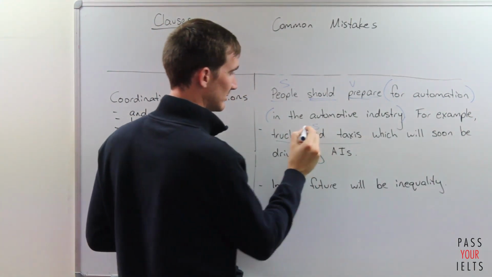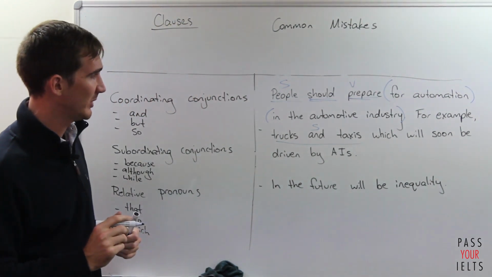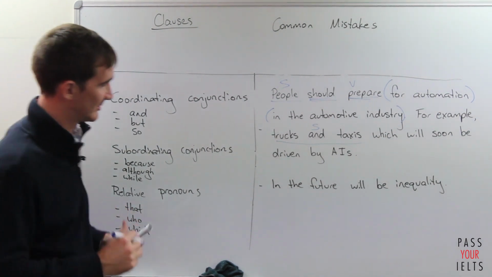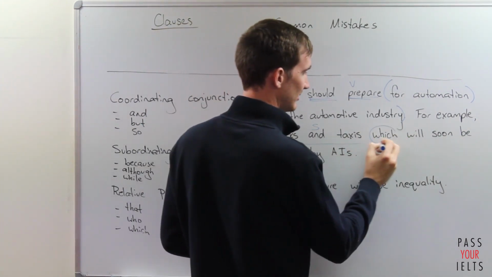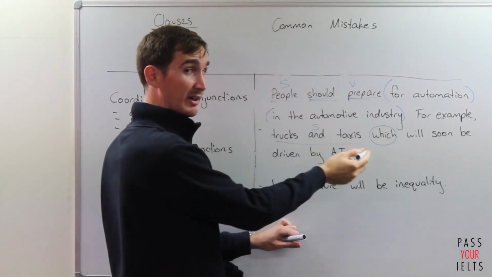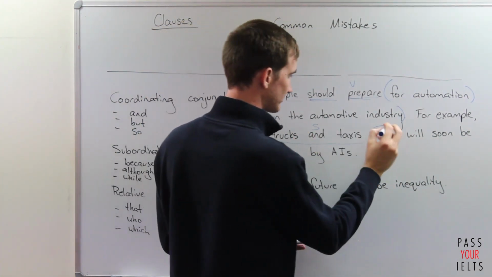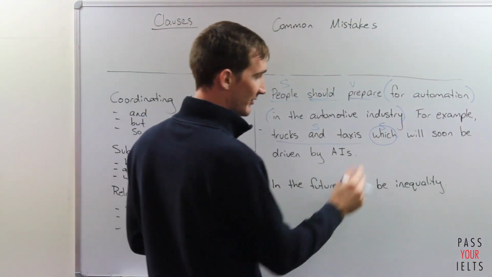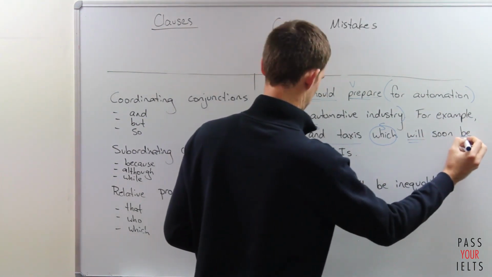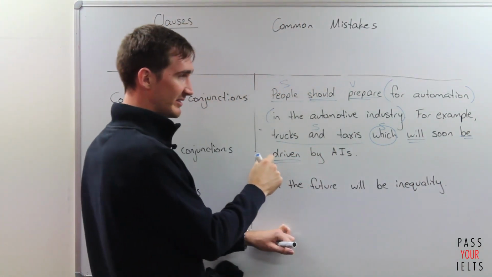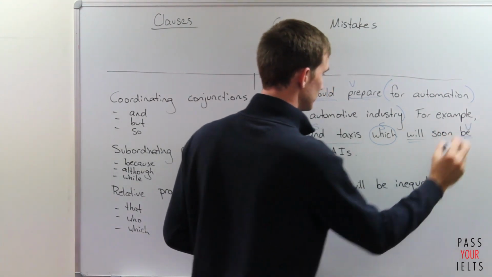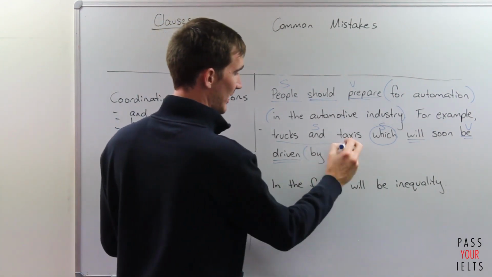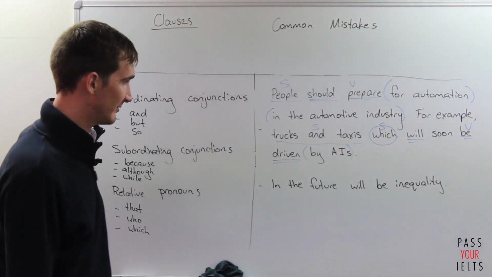Trucks and taxis. Which. Now, which is a relative pronoun, is it not? Yes, it is. Now, which is referring to trucks and taxis. So, it's also the subject of the next clause. Now we have our verb for which. Will be driven. That's a passive, by the way. By AIs. By is a preposition. AIs through to noun. There's another prepositional phrase.